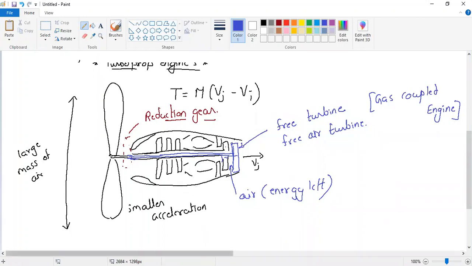Okay. So in this section, that is the turboprop engine, we have completed your free air turbine. We have understood what is gas coupled. We have understood what is gear coupled, and we have understood what is reduction gear. Okay.